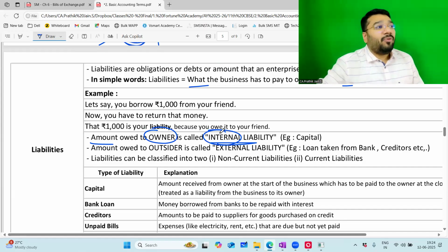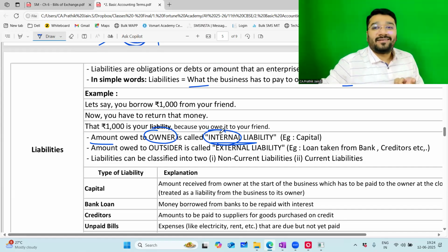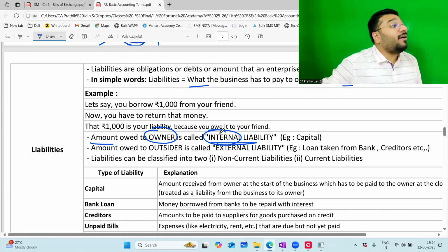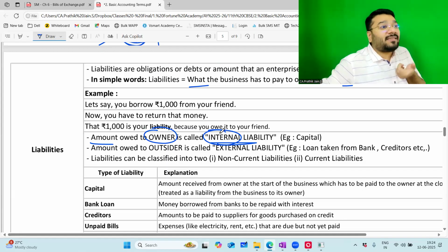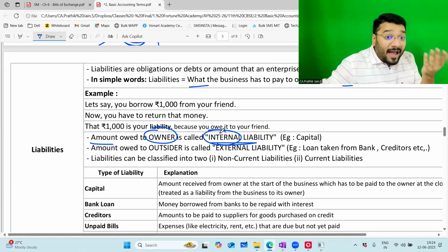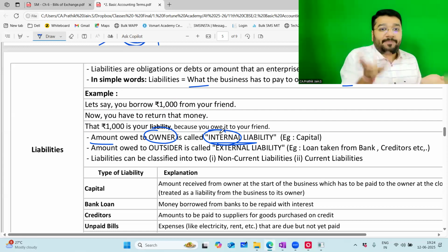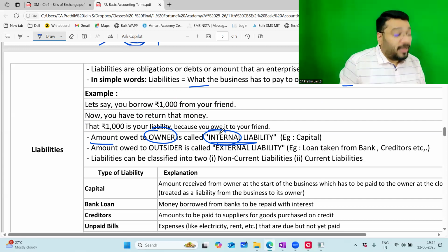Why internal? Because I am an internal person of this family. FFLA is my business. So I am one of the internal members of the business. So the money that the business owes to me is called internal liability. Now the question that arises is, sir, why should money be owed by business to you? Because business and you both are the same. FFLA is SPJ, SPJ is FFLA. Right? Emotionally, you are right.